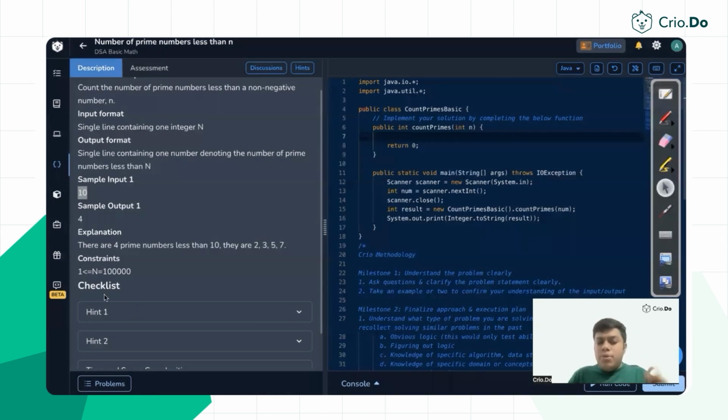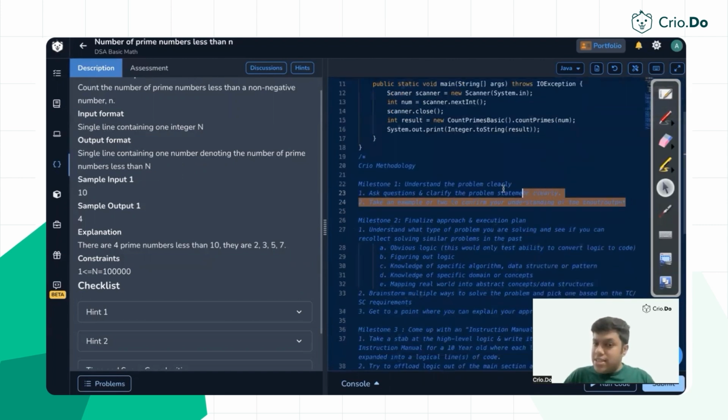So what can the input be? Input can be anything from 1 up till 10 raised to power 5. That is what the input integer can be. The numbers which are prime can be in the range 0 till n minus 1, that is 0 till 10 raised to power 5 minus 1. So this is the problem statement.